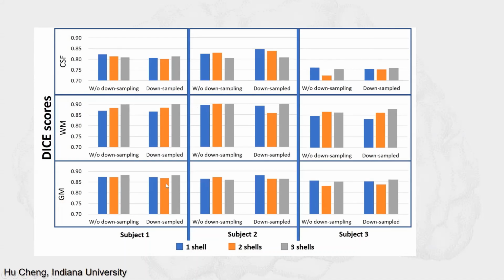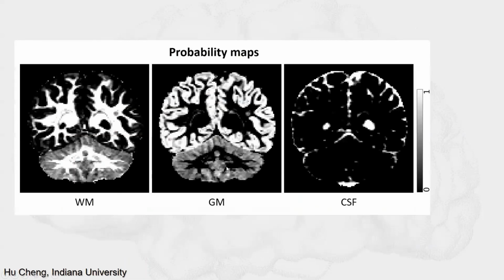And the advantage: although by looking at the dice score, they are slightly lower than those from the previous method using the direction average signal, this method has an advantage. It can work on single shell data.